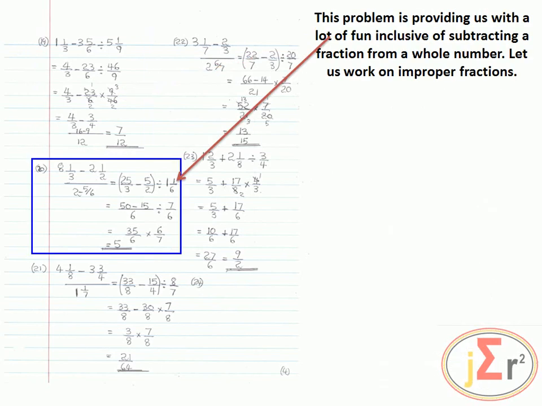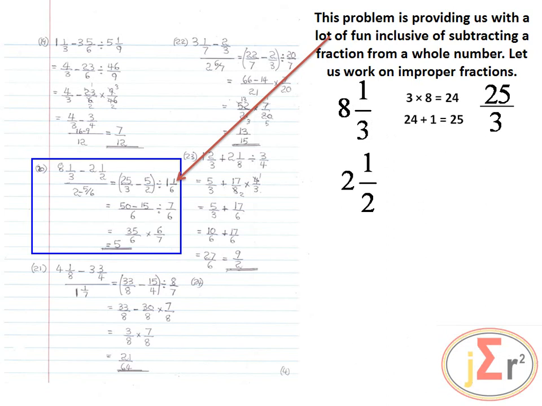This problem is providing us with a lot of fun, inclusive of subtracting a fraction from a whole number, which by now should be a lot of fun. Let us work on the improper fractions first. So we have 8 and 1/3. 3 eights, 24. 24 plus 1 is 25. 25 over 3. Then what do we have?